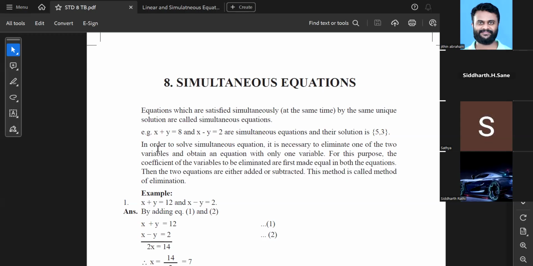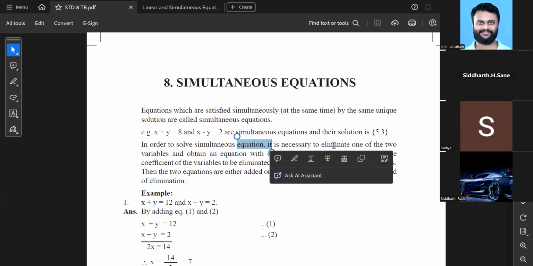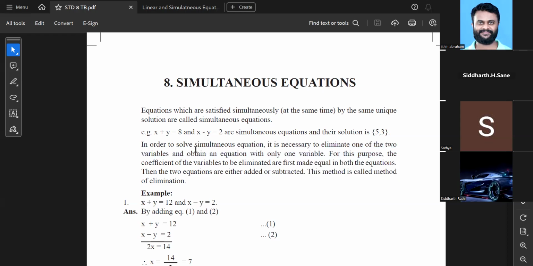Now, how to solve simultaneous equation? In order to solve the simultaneous equation, it is necessary to eliminate one of the two variables. Here we have two variables. Previously, we learned about linear equation which had only one variable. Now, handling two variables definitely will not be easy. So what we have to do is play with the equations such that one of them is eliminated. Now, how do we eliminate? I'll discuss.